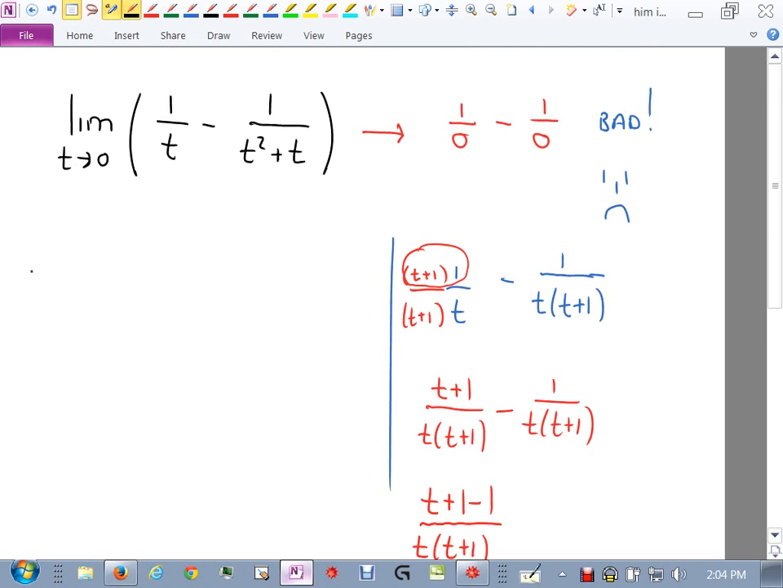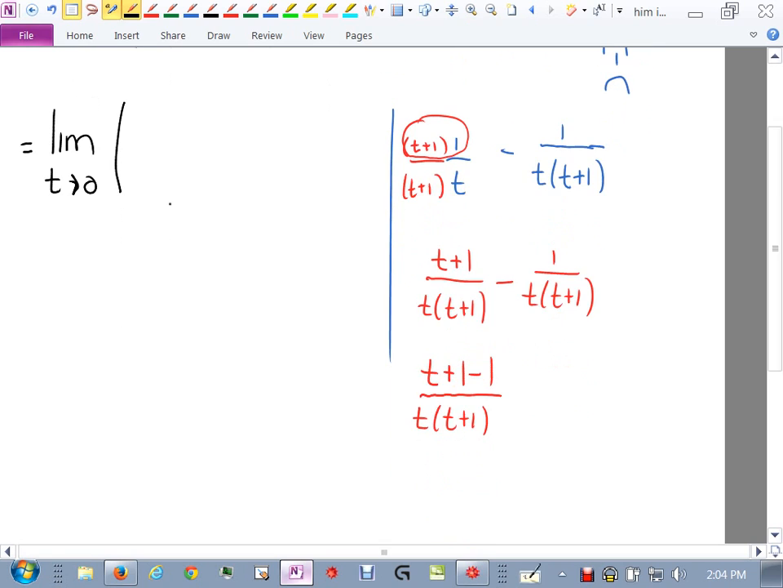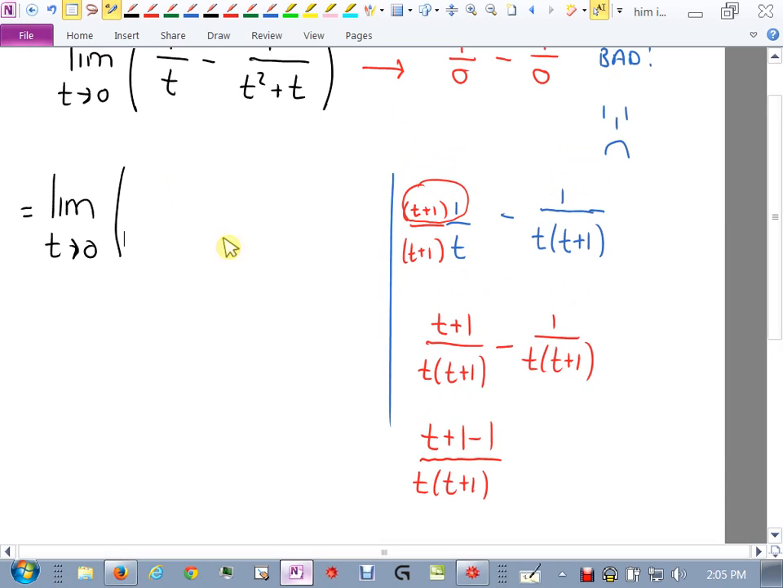I'm ready to come back to the problem and write it down again. Limit as t goes to 0, and that whole thing became, what did we say? T plus 1 minus 1, which I'm just going to put t, over t times t plus 1. Do you see what's going to happen there?